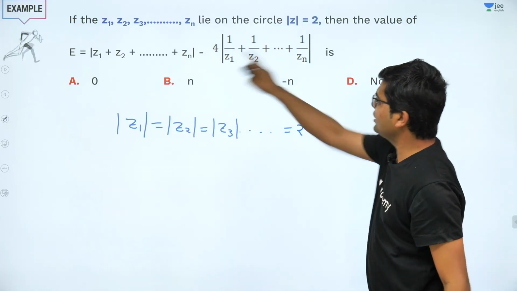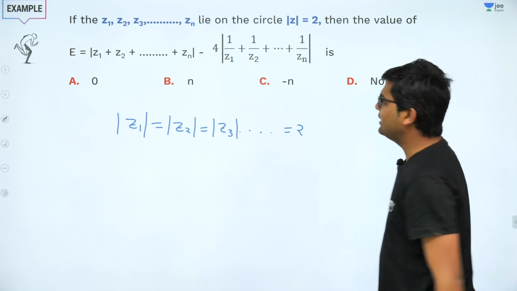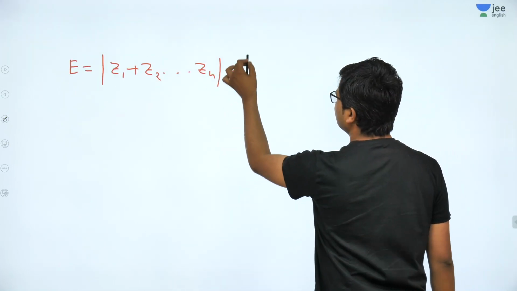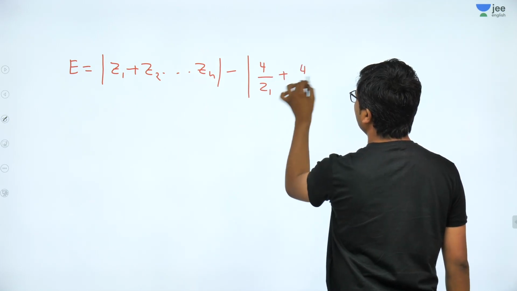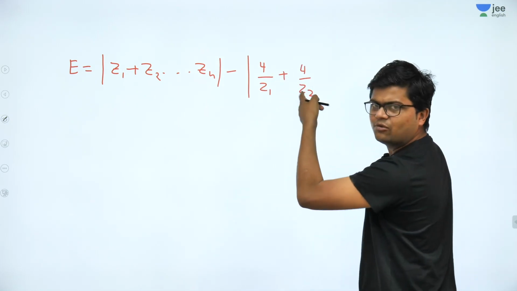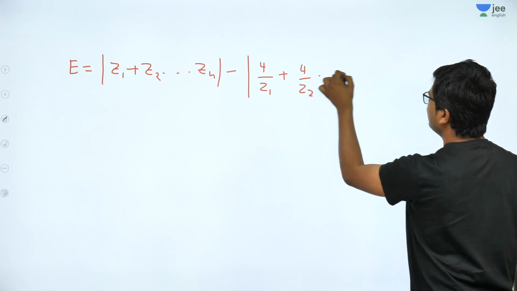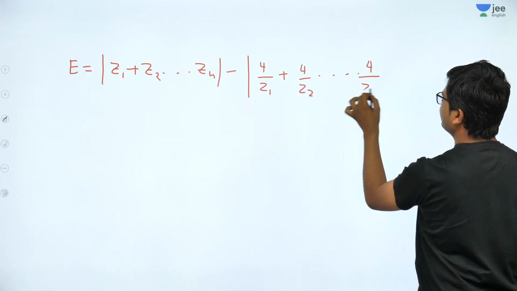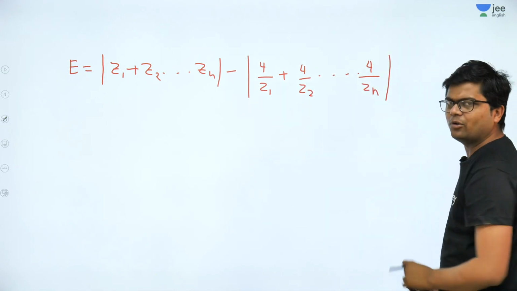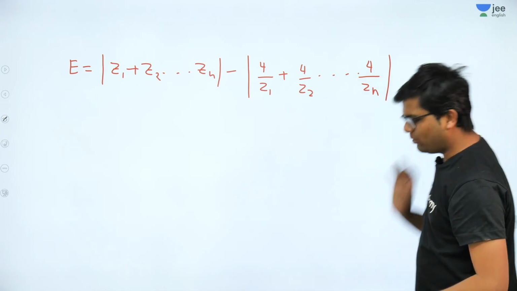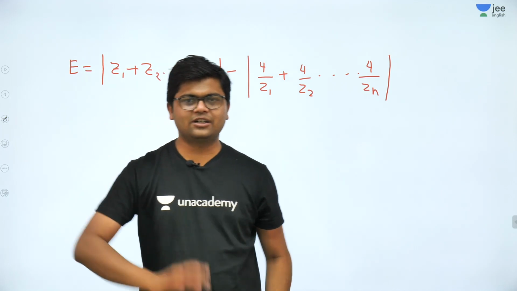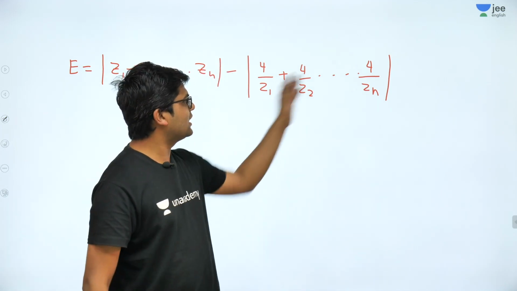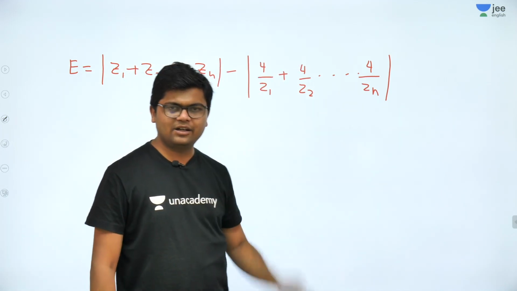Now take this 4 inside the modulus, it can be taken inside very easily. So it will become minus modulus of 4 upon Z1 plus 4 upon Z2 till 4 upon Zn. Now what is the problem in this question? The complex number has come in the denominator, and it is very difficult. We cannot take LCM because the numerator will become very difficult.